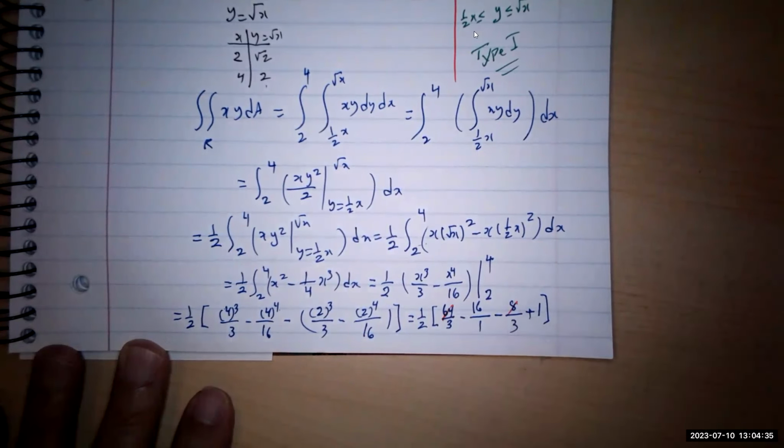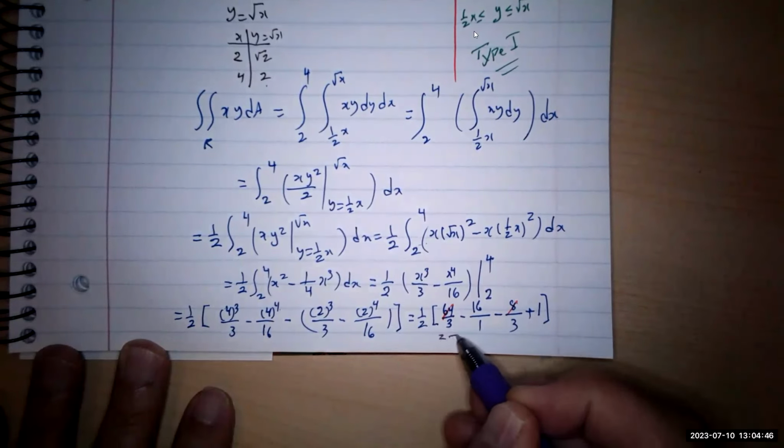64 minus 8, divided by 3. So that gives 56 over 3. Okay, and that gives you 15. I think that's correct. It's going to be 1/2.